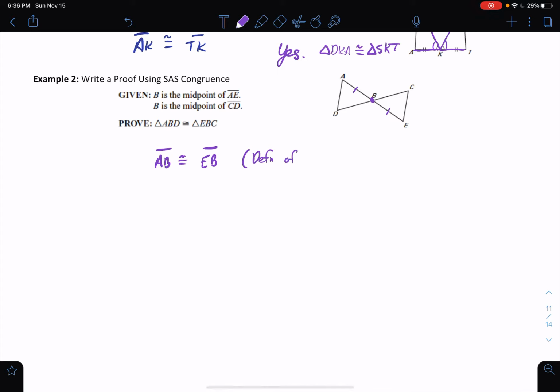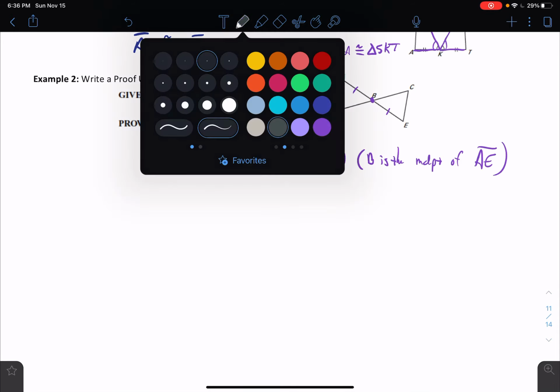Or, so a couple things you can say. You can say, if I could spell, definition of midpoint. Or you could tell me that B is the midpoint of AE. All right? Either of those reasons would work. So AB is congruent to EB. That gives me one of the sides.